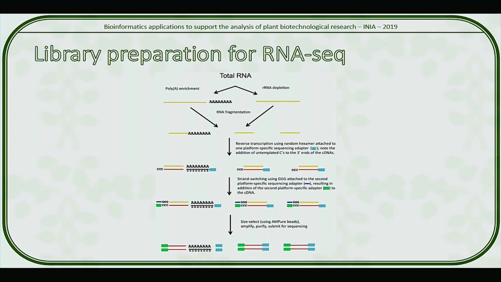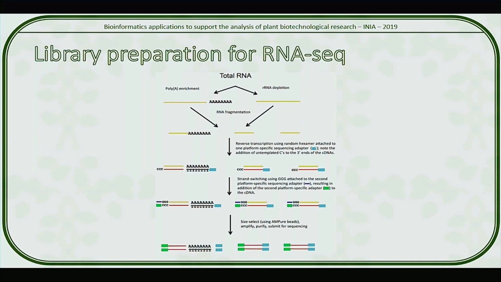Then we do reverse transcription using random hexamer attached to platform-specific sequencing adapters. This is basically just to create fragments of DNA that have the adapter that we need to capture them. And we're using a random hexamer to just amplify from anywhere in the fragments that we're using. Why? Because we've already done a poly-A enrichment and we've already done a ribosomal RNA depletion. So we've highly selected messenger RNA in this case.